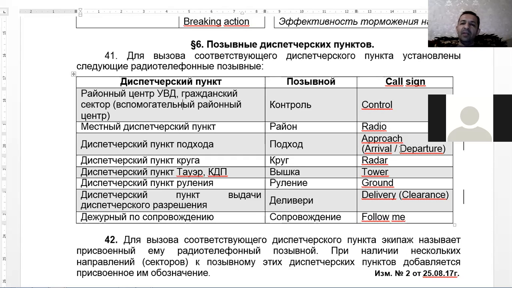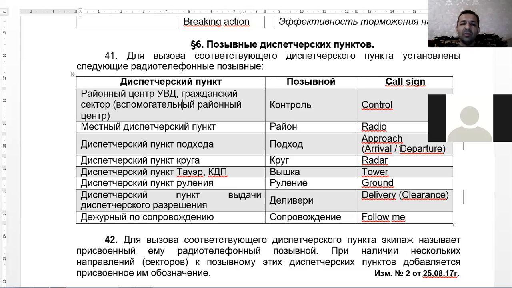Delivery is not a controlling unit. It is only for information. It gives clearance according to the flight plan. Delivery does not control aircraft, neither on the ground nor in the air. It gives clearance usually for departing aircraft. It may also give some information about weather and other things, or only information, for coordinating delays, etc.